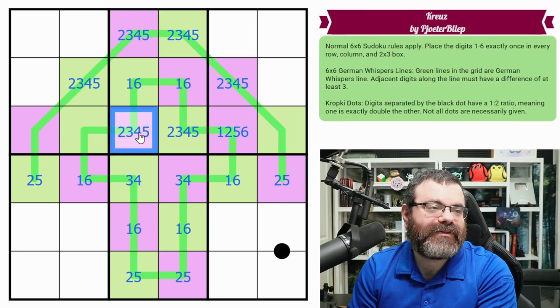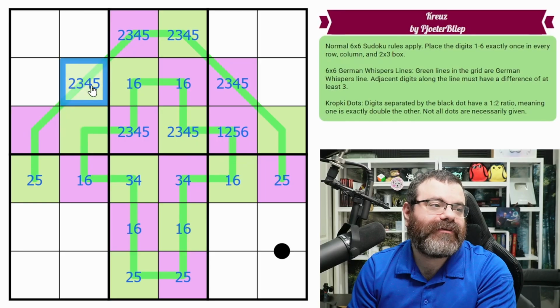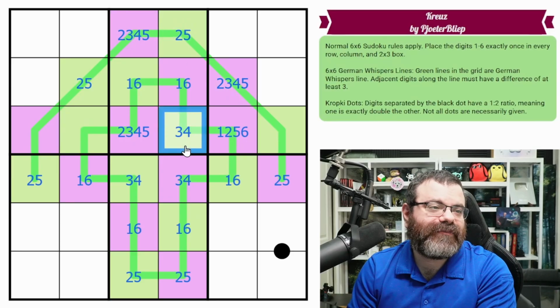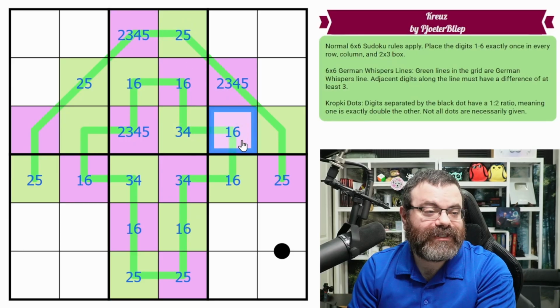Yeah, so anything next to these 2 3 4 5s cannot be 3 4. Right, so this can't be 3 4 because it's not next to a 1 6. And this can't be 3 4 because it's not next to 1 6. So that 2 5 eliminates 2 5 from here. This 3 4 makes this have to be 1 6.